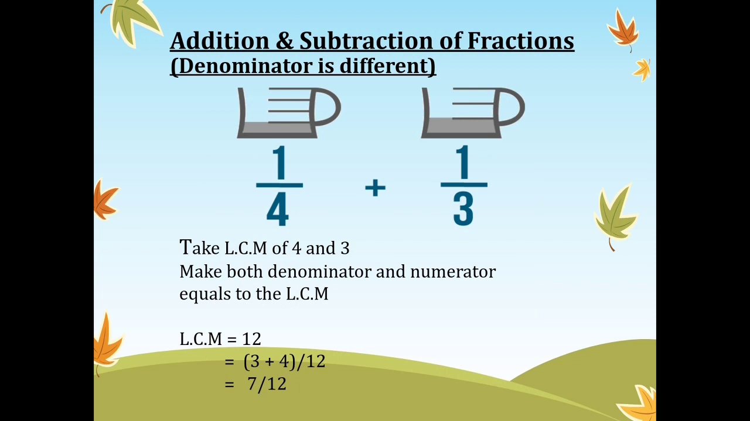Make both the denominator and numerator equal to the LCM. Then you will add the numerators. It means the LCM of 4 and 3 will be 12 and 3 plus 4 will be the numerator upon 12. Answer is 7 upon 12.